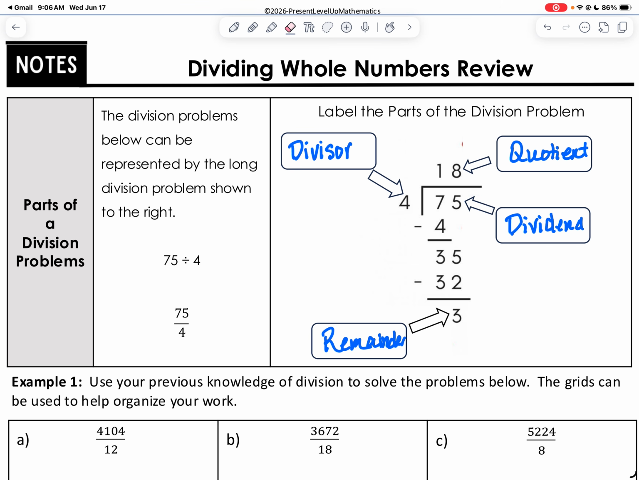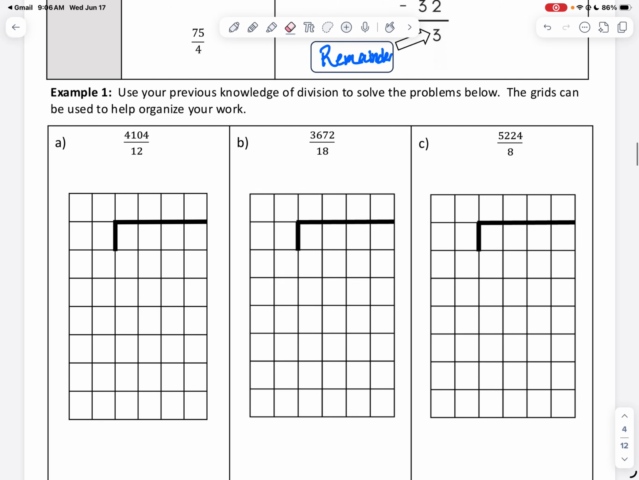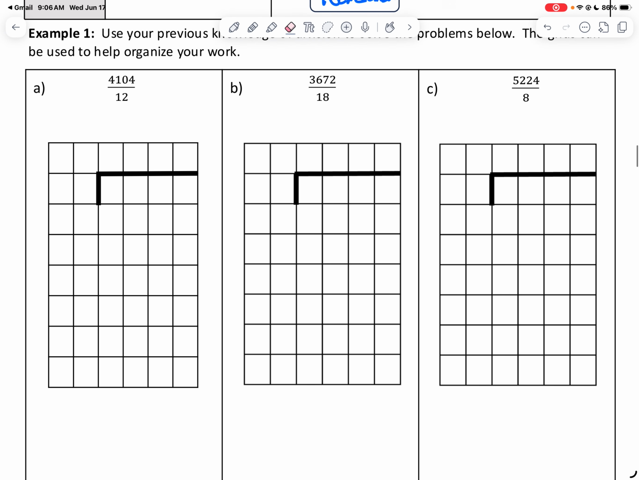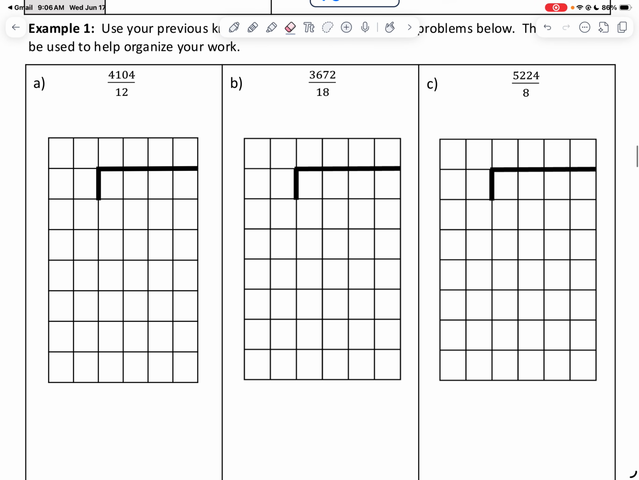of the division problem. Now, in example 1, it says, use your previous knowledge of division to solve the problems below. The grids can help you organize your work. So in problem A, they want us to take 4,104 and divide it into 12 parts. So if I'm going to divide 4,104 by 12, 12 is my divisor, and it would go outside the division symbol. My dividend, 4,104, goes on the inside.